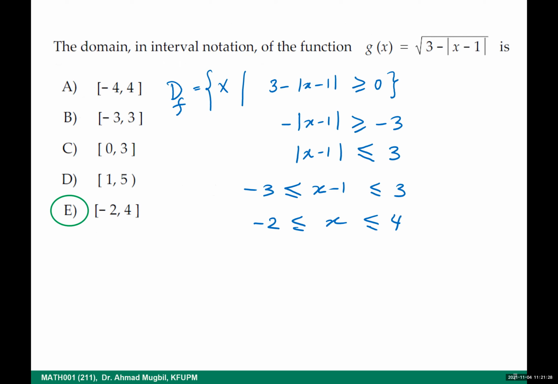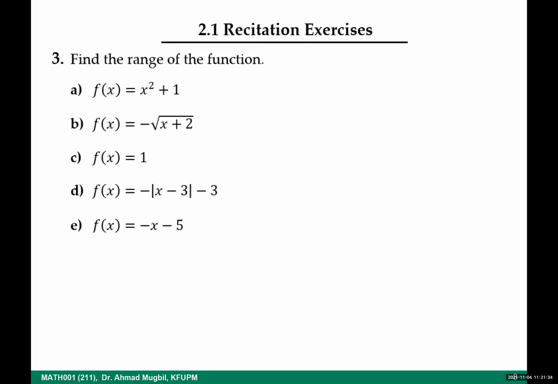So the domain is about what? The inputs, the values of x. The range is about the outputs, the values of what? Of y. So it is about y. You will think about y here. Where is y? Y is less than what? Greater than what? Between what and what? Equal to what? Please think about these 5 functions and find the range of them. We will take the attendance during that.